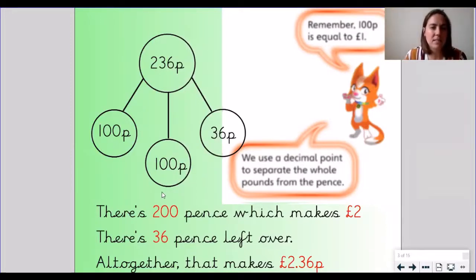I can then put that into these sentences. There's 200 pence, which makes £2. There's 36 pence left over. Altogether, that makes £2 and 36 pence. So we're putting those two together, partitioning it into pounds and pence. And when we're writing it down, it's really quite simple, because that decimal point again is partitioning into pounds and pence. Once we've done that in our part whole, we can write it down quite easily.